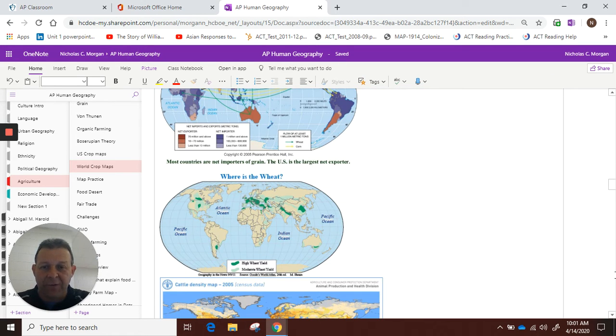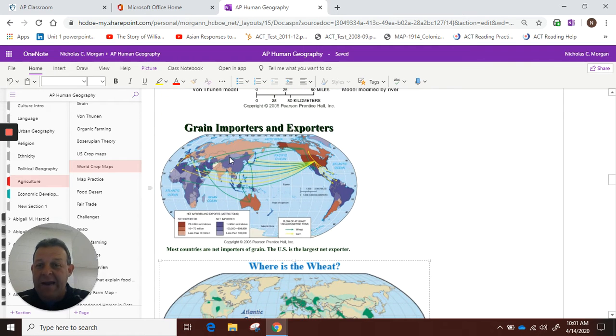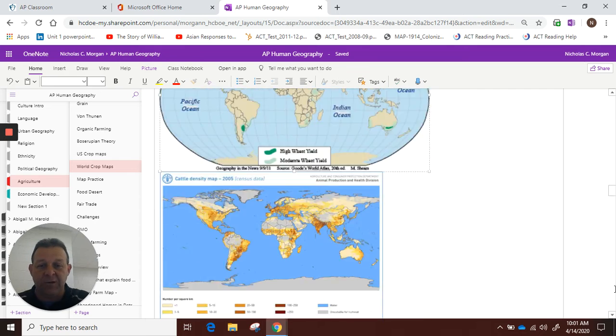And then there's several other good maps. Where is wheat grown in the world? I need to make these a little larger, but look at the latitudinal connection of where wheat is grown. You can tell there's a climate zone. You can also go up here and see net grain importers and exporters. Who sells more, who buys more. The U.S. is a major exporter of a lot of food, but particularly grains.